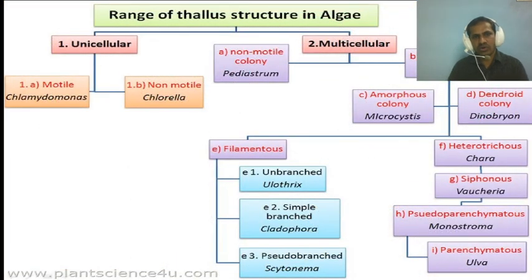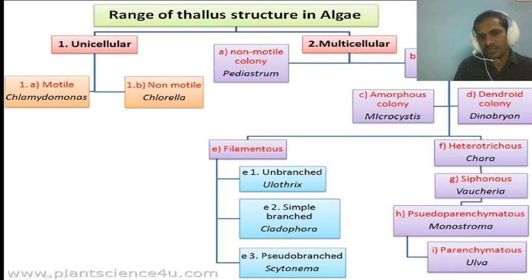So we are summarizing the algal structures. Algae are divided based on this structure into unicellular and multicellular. Unicellular algae may be motile, as in Chlamydomonas, or non-motile, as in Chlorella. Multicellular forms are divided into several categories: motile and non-motile colonies, such as Pediastrum, amorphous colonies, as in Microcystis, and the dendroid form. Filamentous forms have three types: unbranched, branched and pseudobranched.